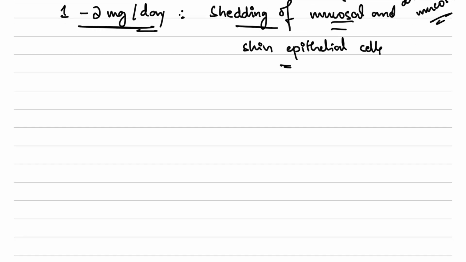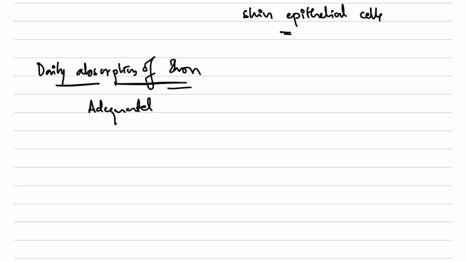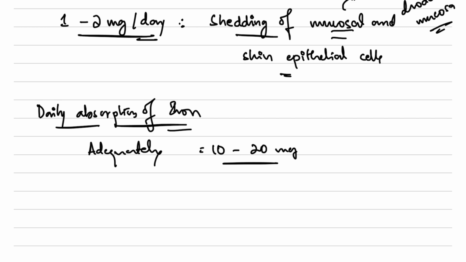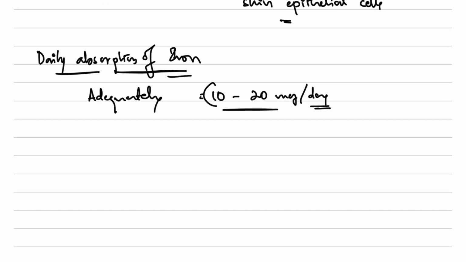Now moving on to the daily absorption of iron. How much is the daily absorption of iron? A normal adult living in any part of the world will adequately consume between 10 to 20 mg of iron. Now you will ask me that when the daily excretion is only 1 to 2 mg and the intake is 10 to 20 mg per day, then there should be no iron deficiency anemia. However, out of this, only 5 to 10% is absorbed in the body.